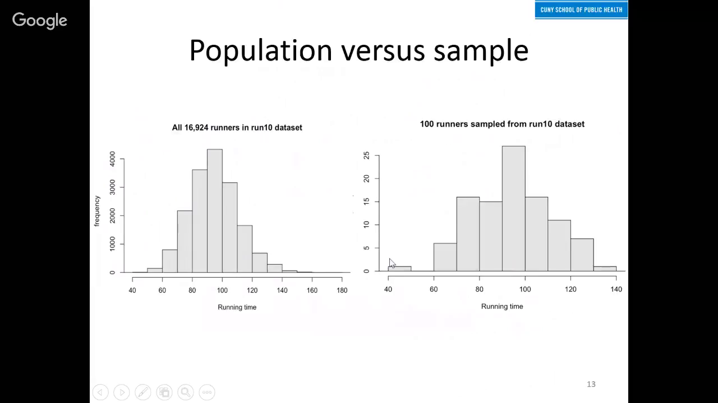So these are running times, and the frequency in this population of 16,924. And if I take a random sample of 100 runners from that, you see that it pretty closely resembles the population. It's not exactly the same, but the shape of it is the same. The center is around 100 minutes, and it has the same bell kind of curve. So the individuals in this population, because I have randomly selected it in this example, are more or less representative of all of the runners in this big race.